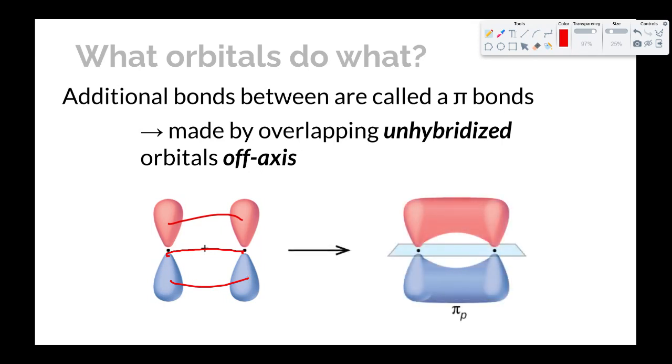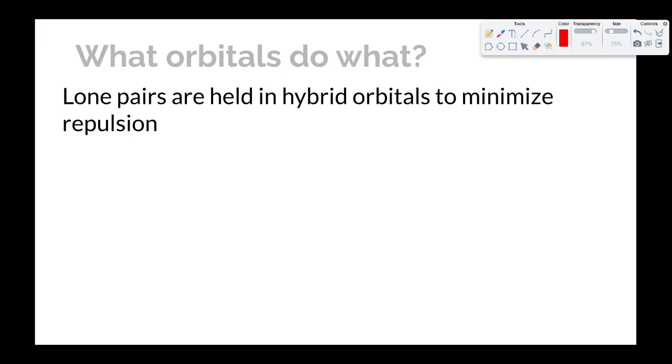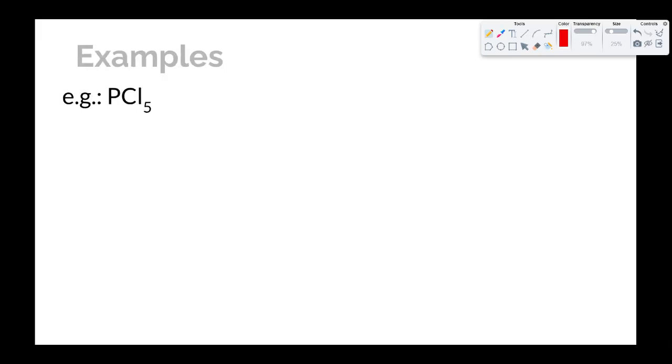Something like this. In addition, any lone pairs that occur in the compound are going to be held in hybrid orbitals to minimize repulsion, just to get as far away as they can from each other. So in addition to overlapping as deeply as possible, hybridization allows lone pairs to get as far away from one another as possible to minimize repulsion.